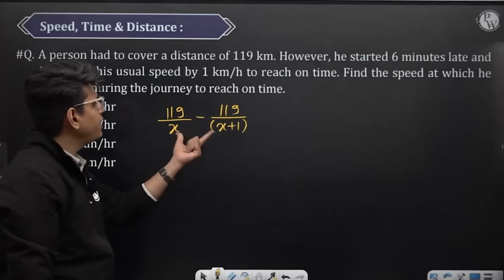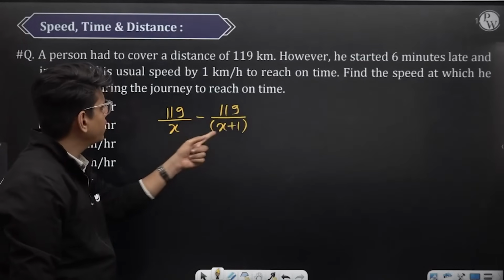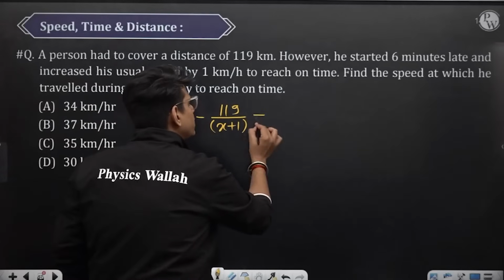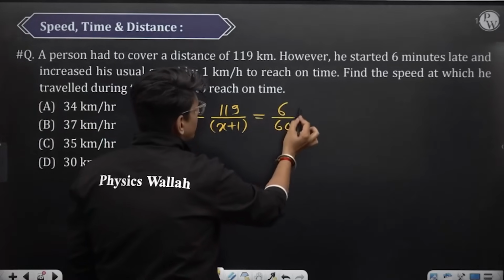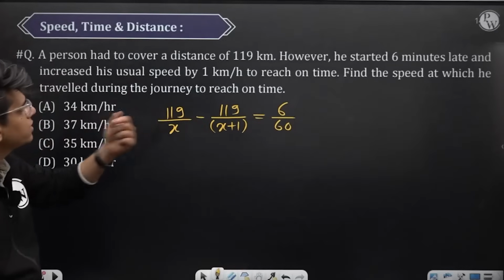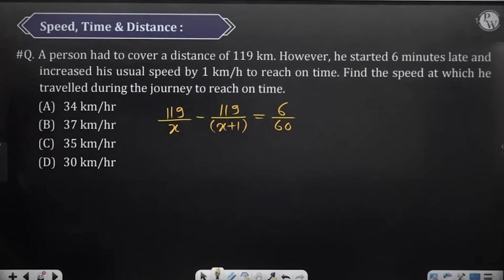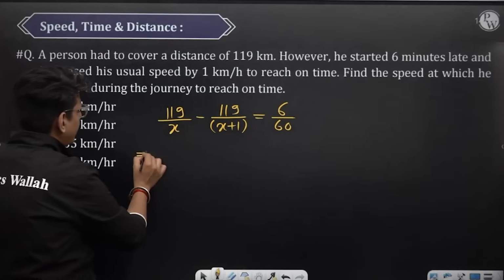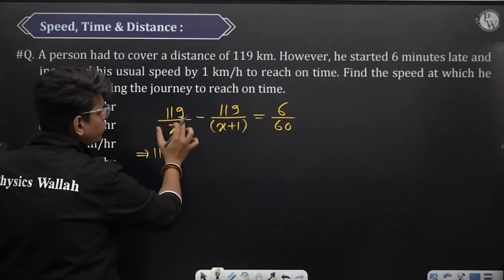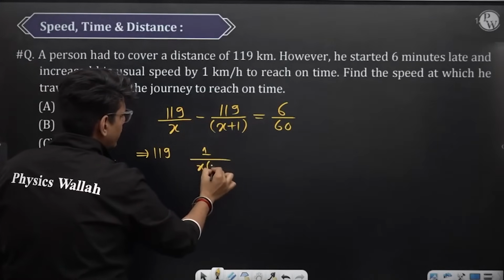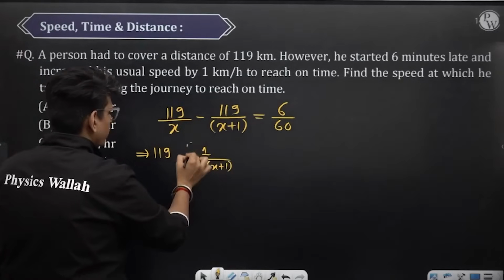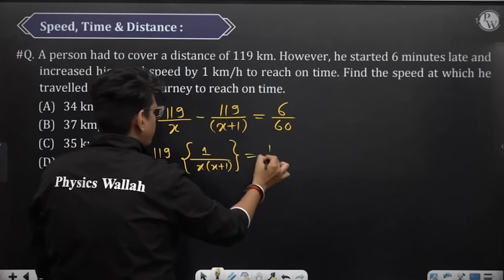The speed is in kilometers per hour, right? So the difference between these two times is 6 by 60 hours, since the difference is given as 6 minutes. So this is the equation. Now we have to solve it. If I take 119 common and the LCM, x plus 1 minus x, this will be 1 upon x into x plus 1 equals 1 by 10.